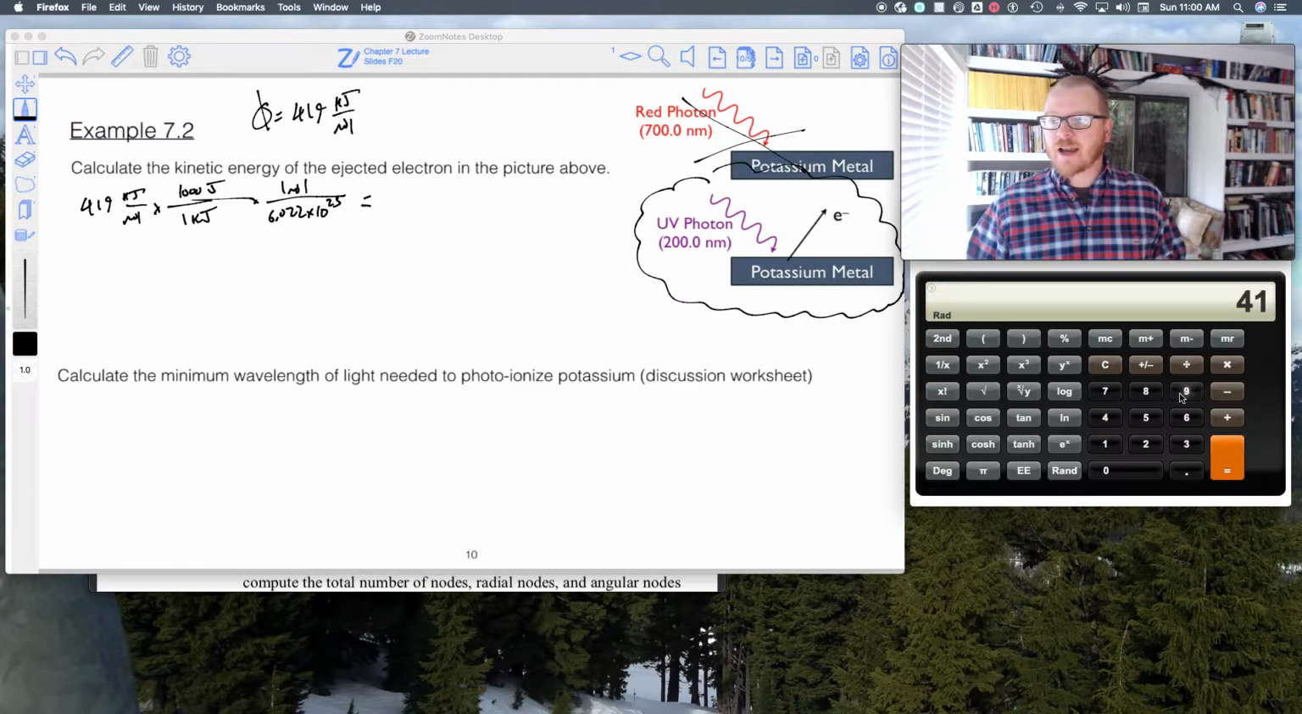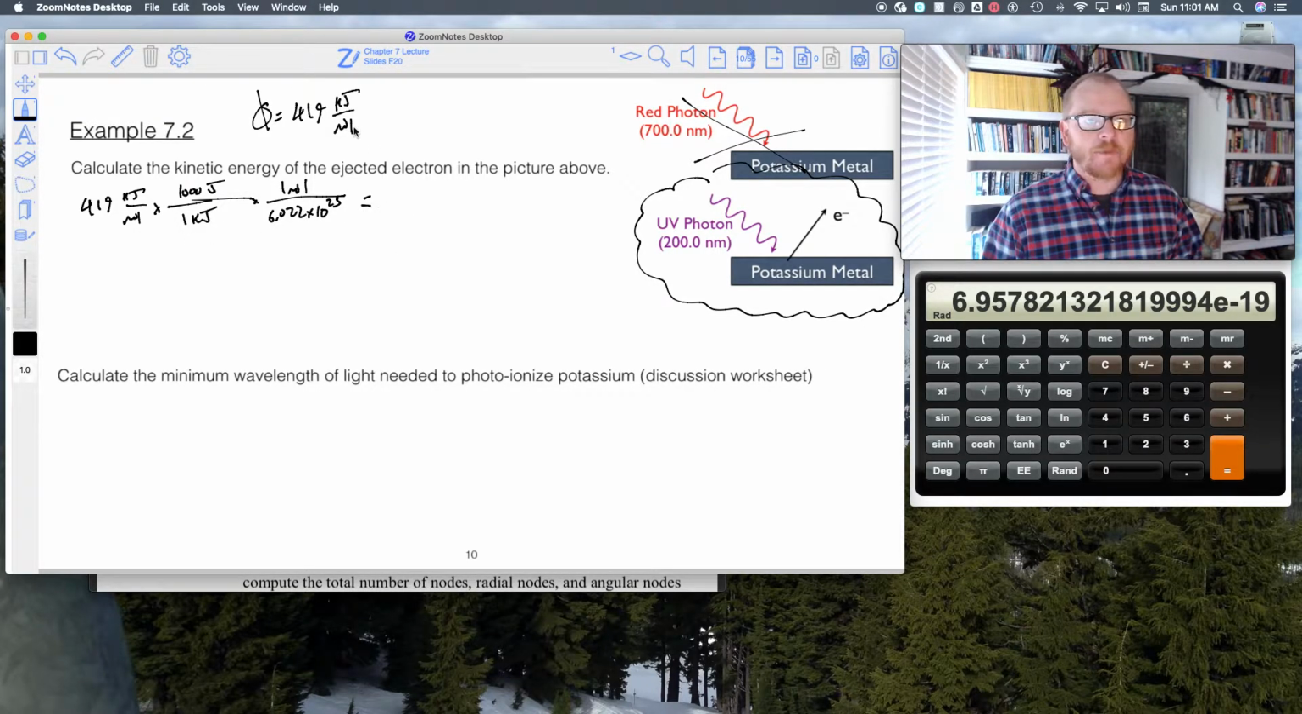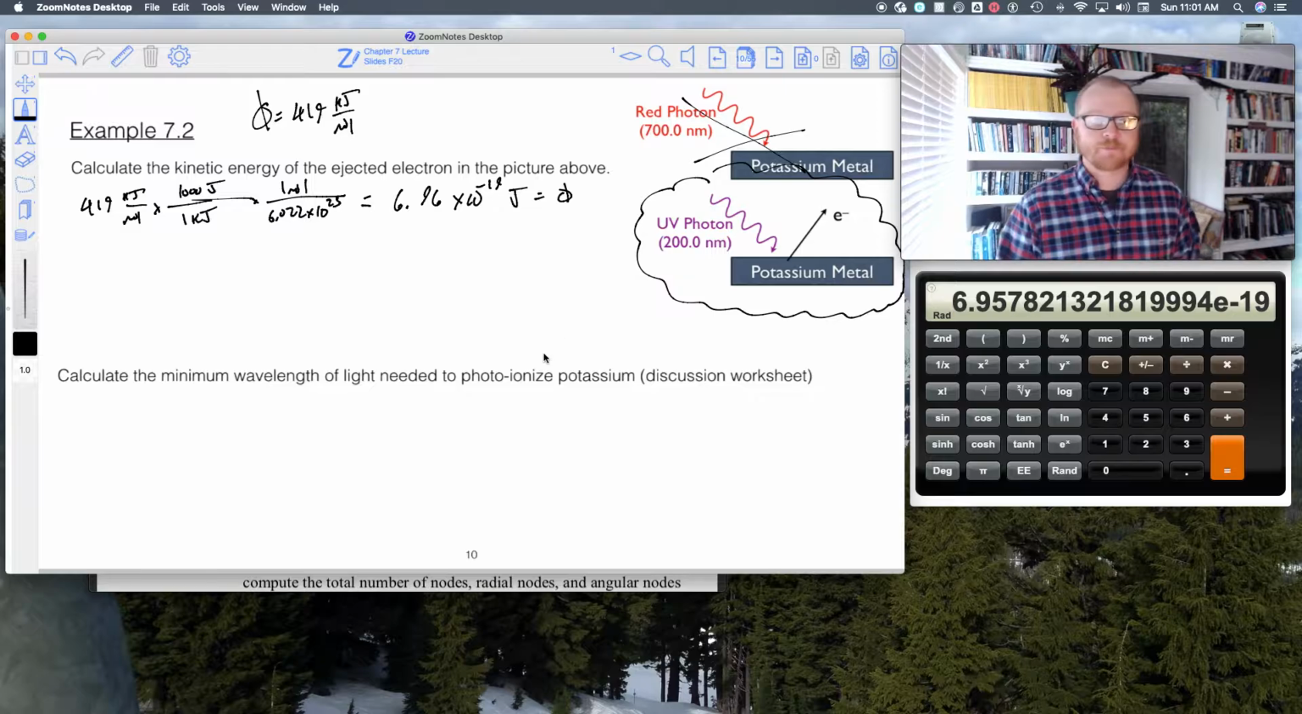So 419 times 1,000, and then divided by 6.022 E 23, and that looks right. Three sig figs, because I had 419, so we'll say 6.96 times 10 to the minus 19 joules equals phi. So I remember that my equation is kinetic energy of the electron equals h nu minus phi.